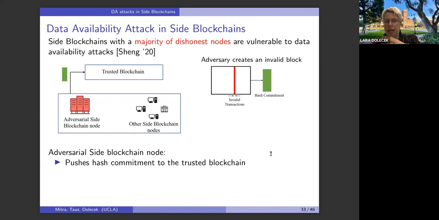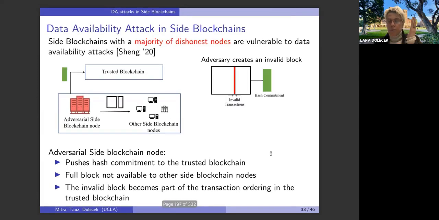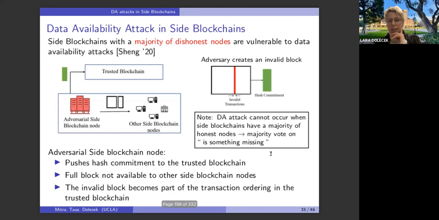And what happens in this setup? An adversarial side blockchain node pushes the hash commitment to the trusted blockchain, but since it's an adversary, it can create an invalid block. And as a result, the block is not available to other side blockchain nodes. And the invalid block, because its hash is being pushed to the trusted blockchain, does in fact become part of the transaction ordering in the main, trusted blockchain, and that of course can be problematic.